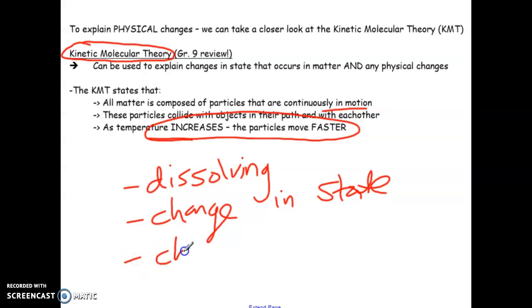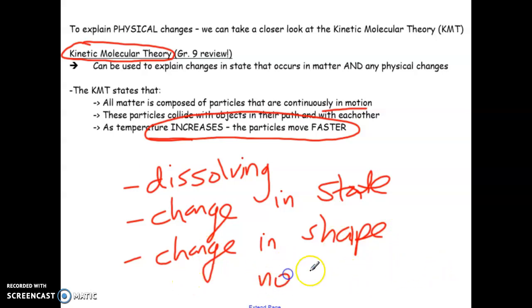Another example could be a change in shape. Maybe you take a piece of paper and cut it in half. We're not changing what it is. It's still paper. It's the same particles, but we're changing the shape that it's in. Or we take a piece of chalk and crush it into a powder. It's still chalk. It's still made up of chalk. So there's nothing new. There's no new substance.